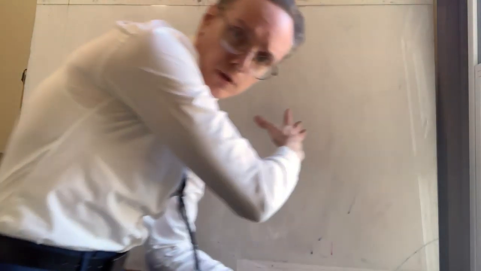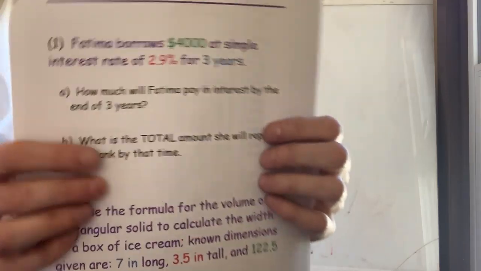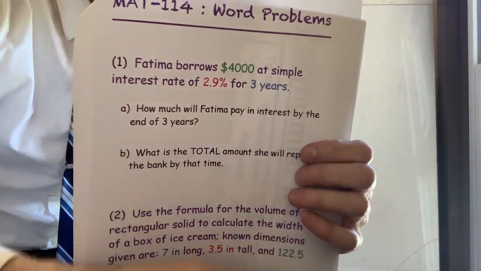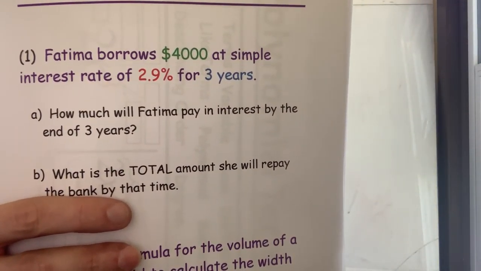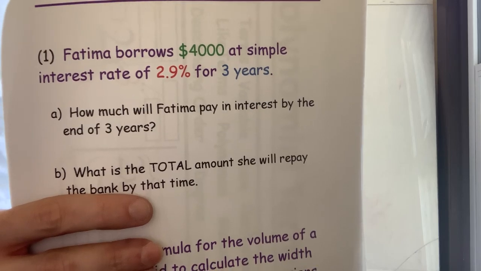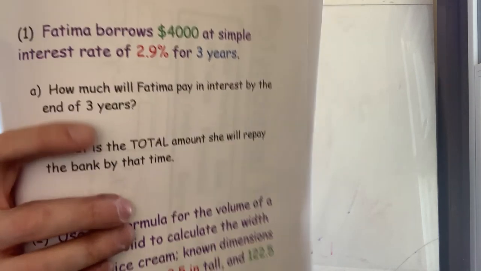Sort of project it onto the whiteboard or what have you so that I could fill it in with you. Anyhow, assuming you have this printed, you could just write what you have to write on here. All right, and I'll read it. Fatima borrows $4,000 at simple interest rate of 2.9% for 3 years. All right, and I'll answer it in two parts here.